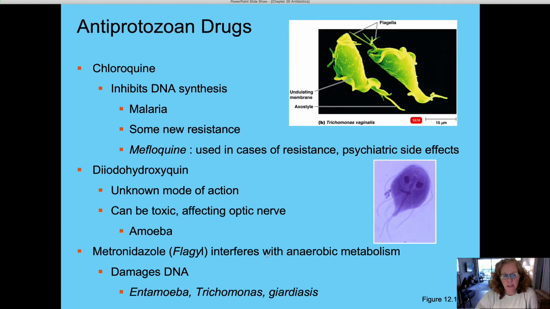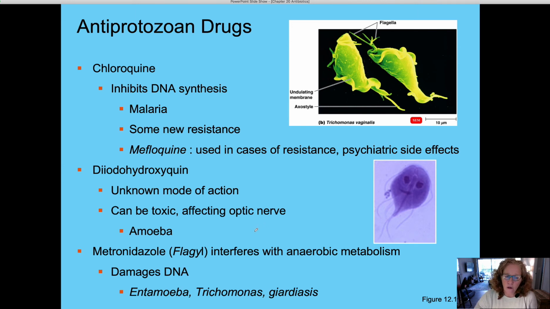That brings us to the antiprotozoans. Now, the antiprotozoans are probably the most difficult to come up with because protozoans are single-celled eukaryotic organisms. They are very similar to animal cells, so they have a lot of targets and oftentimes have many side effects.